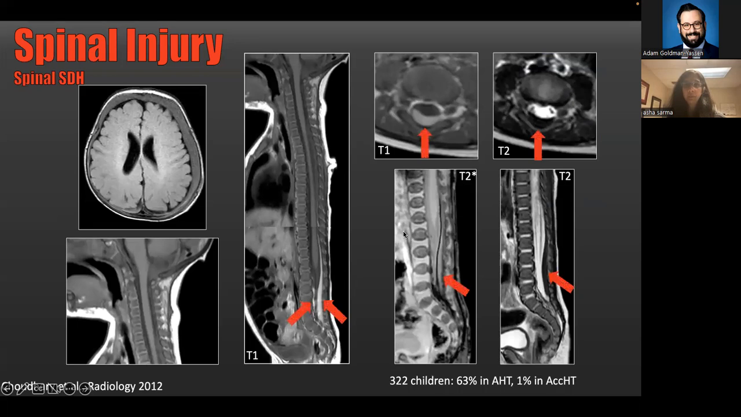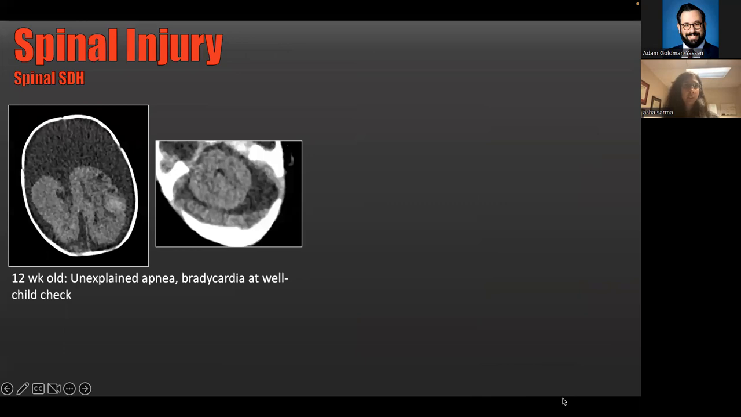So the largest paper that examined this saw that in 322 children, you could see this in 63% of the cases of abusive head trauma and only 1% of the cases of accidental head trauma. So it's an important finding to look for. So I just want to end with a case.